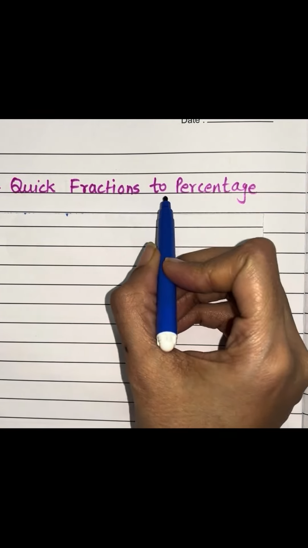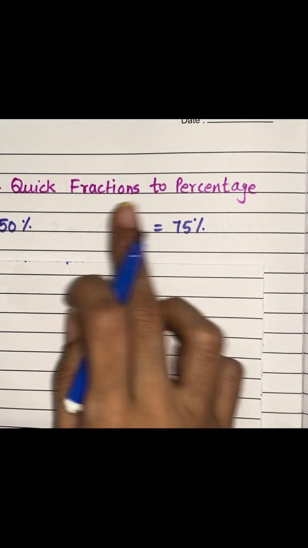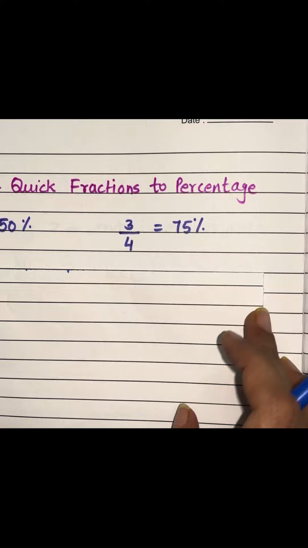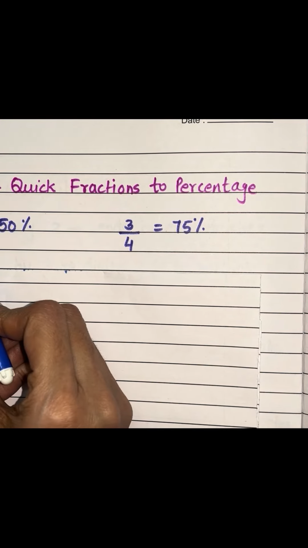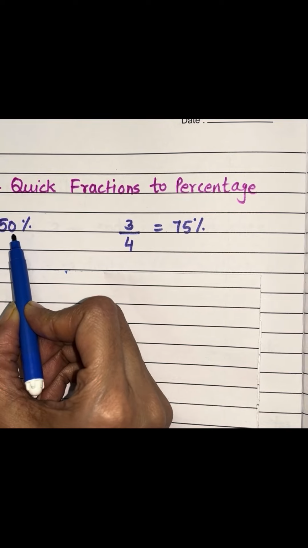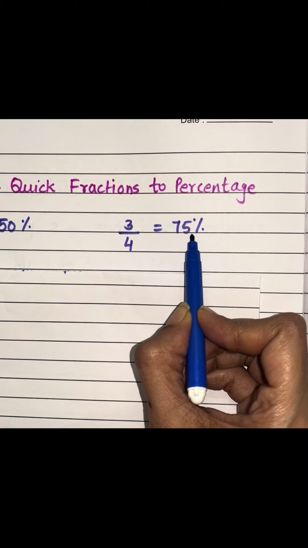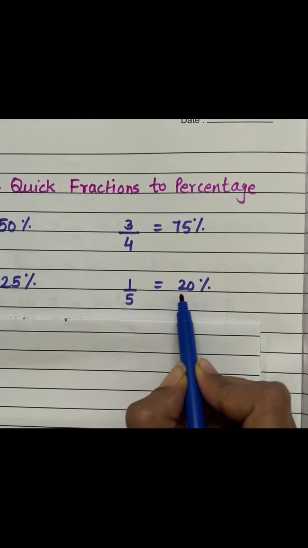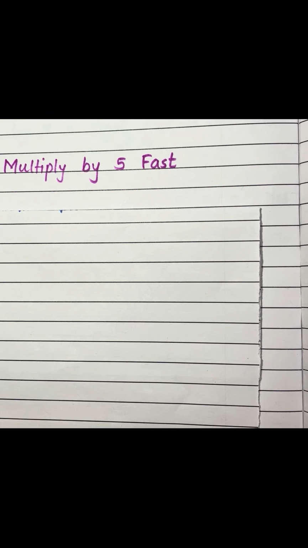Let's have a look at one more hack, that is quick fractions to percentage. So now we want to convert the fraction into percentage. These are the quick percentages which you can find out during the exam. If we want to find out half of anything, we are just going to find out 50% of the whole. 3/4 means 75%, 1/4 means 25%, and 1/5 is 20%.